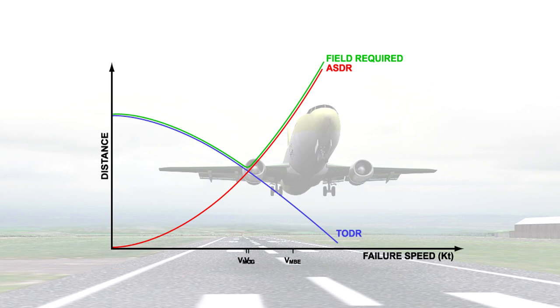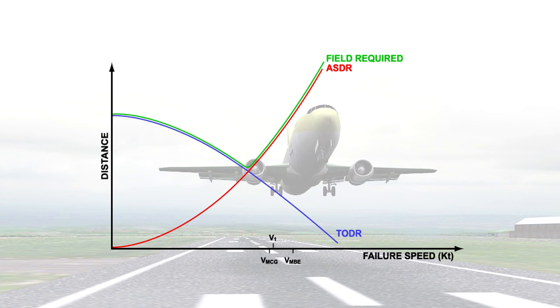Let us look at the scenario where, due to high density, the value of VMCG is higher than the idealized V1. In this case, takeoff is prohibited. However, this problem is solvable. The chosen V1 can simply be increased until it is equal to or more than VMCG. However, notice that the accelerate stop distance increases, the takeoff distance decreases, and more importantly, the total field length required increases.